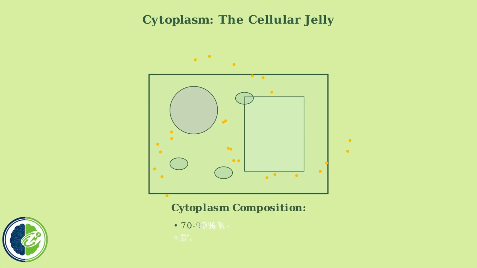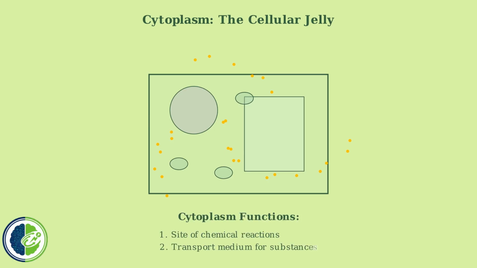The cytoplasm is composed mostly of water, making up 70 to 90% of its volume. It also contains dissolved salts, minerals, proteins, and enzymes that are essential for cellular functions. The cytoplasm serves 2 main functions. First, it's the site where many chemical reactions occur. Second, it acts as a transport medium, allowing substances to move throughout the cell.